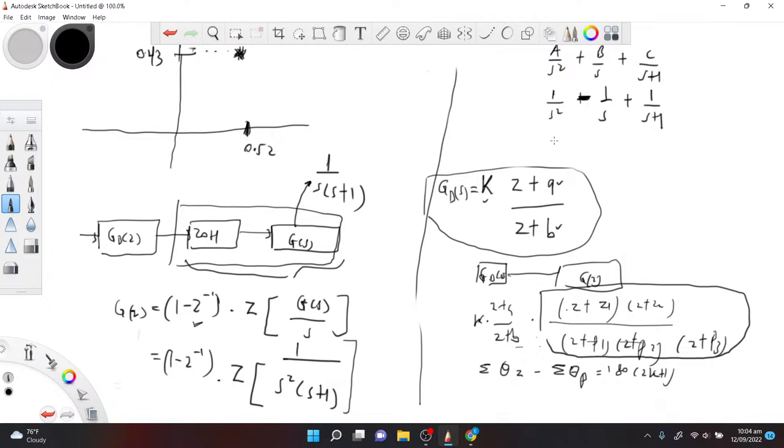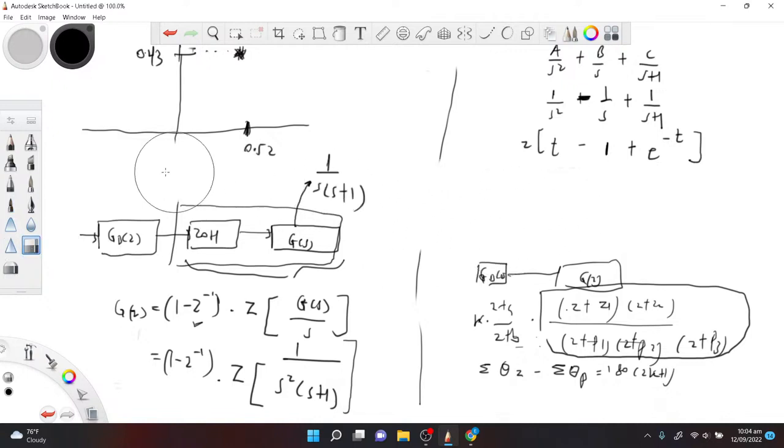So here, when you inverse Laplace, you get what? This is the same as t. This will give you 1, and this will give you plus e to the minus t. Now you z transform this. If you z transform t, you get Tz over z minus 1 squared. If you z transform 1, you get z over z minus 1. If you z transform e to the negative t, you get z over z minus e to the minus T. So that's it for this part.